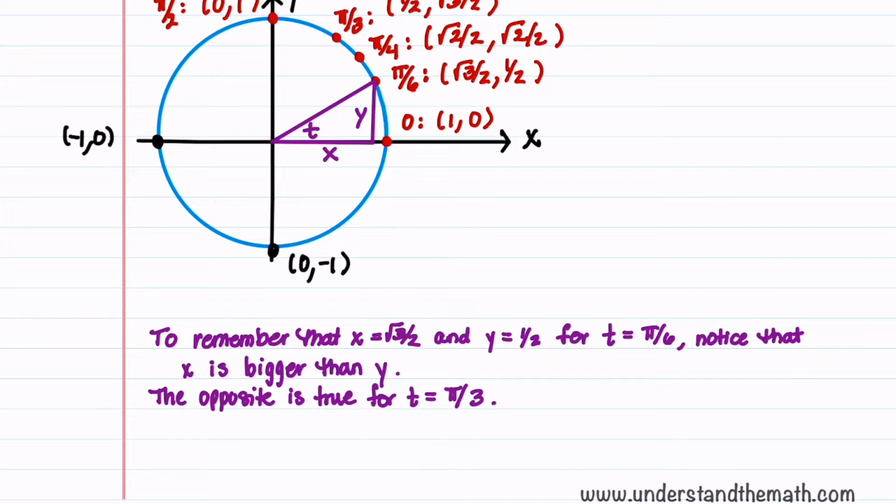To help remember that x is equal to root 3 over 2 and y is equal to 1/2 when t is equal to pi over 6, notice that x is bigger than y here in our picture, and I'll highlight that. Our x value is bigger than our y value. The opposite is true for t is equal to pi over 3. When t is equal to pi over 3, our y value is bigger than our x value.